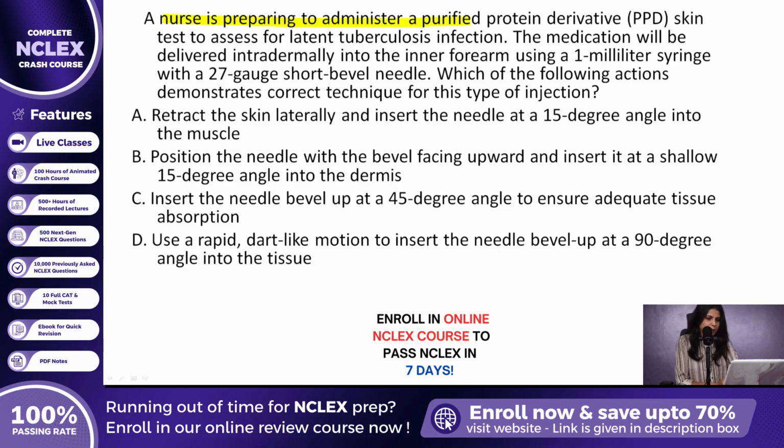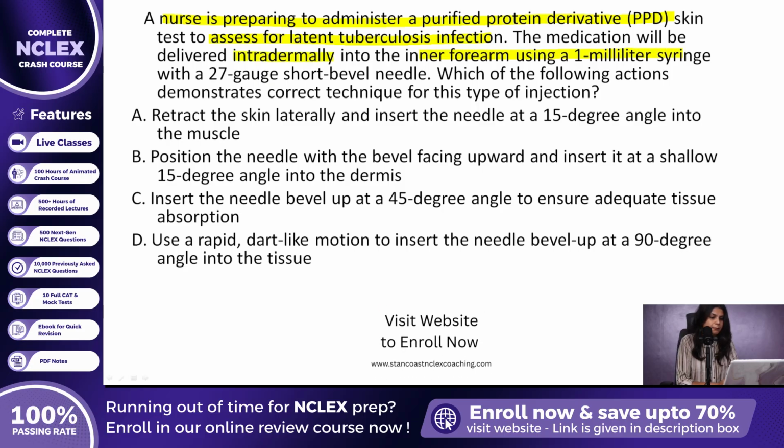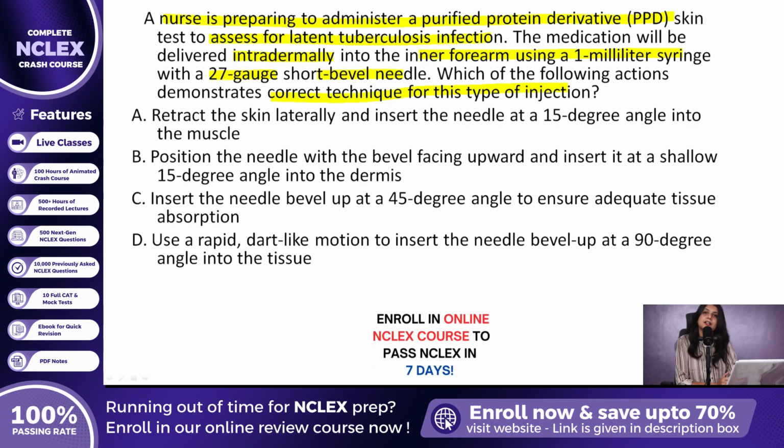A nurse is preparing to administer a purified protein derivative skin test to assess for latent tuberculosis infection. The medication will be delivered intradermally into the inner forearm using a 1 milliliter syringe with a 27-gauge short bevel needle. Which of the following actions demonstrates correct technique for this type of injection? Let us now review each of the possible actions and determine which one correctly reflects the intradermal injection technique.